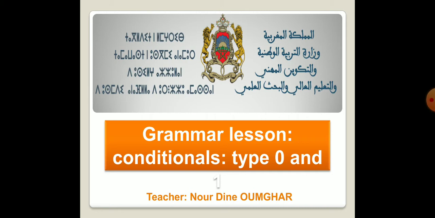On today's lesson we are going to work on conditionals. We are going to study conditionals type 0 and 1. So let's get started. Generally speaking, conditionals are sentences that state a condition and an outcome of that condition. So let's start with conditional type 0.